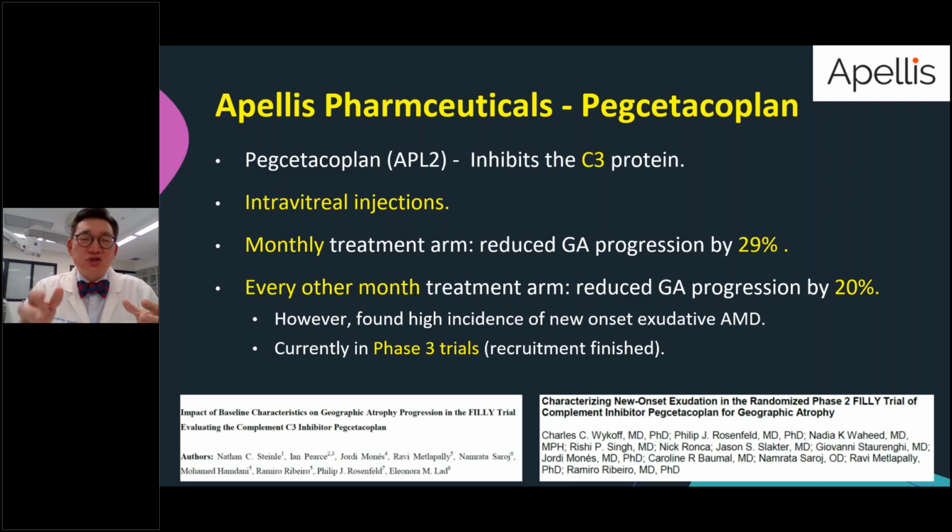The phase 2 is actually completed, and we are now in phase 3. This study was done in Australia. Quite a few trial centres around Australia recruited to this study.